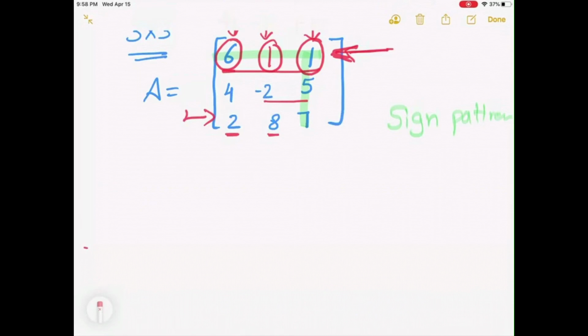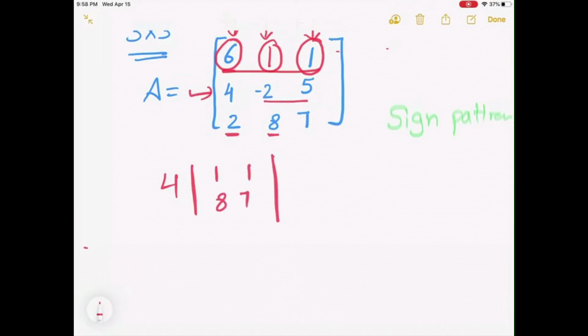So if I pick second row, let me erase these things too. Okay, if I take second row, I have 4 4s. Cover the row and the column it belongs to. So I would have 1, 1, 8, and 7. So -2 would have 6, 1, 2, and 7.